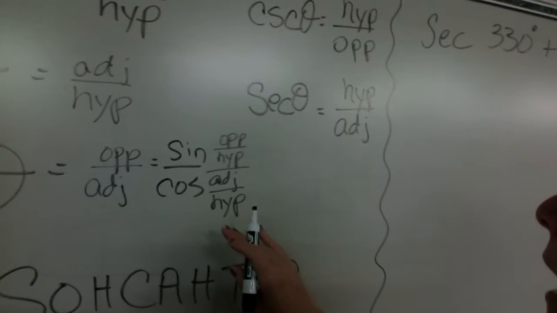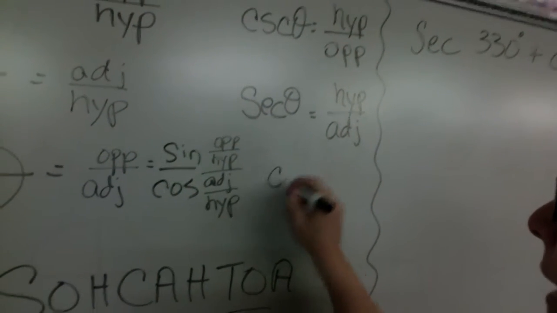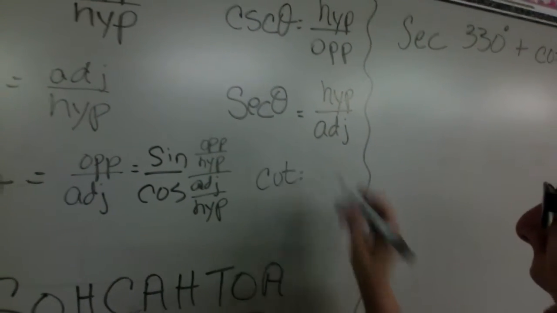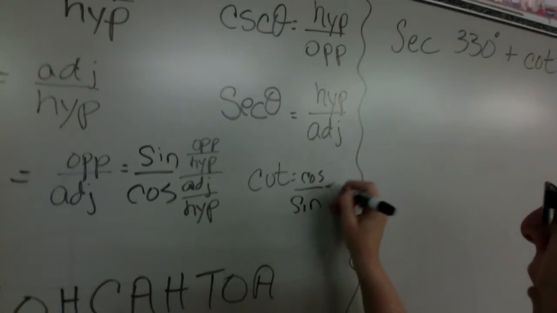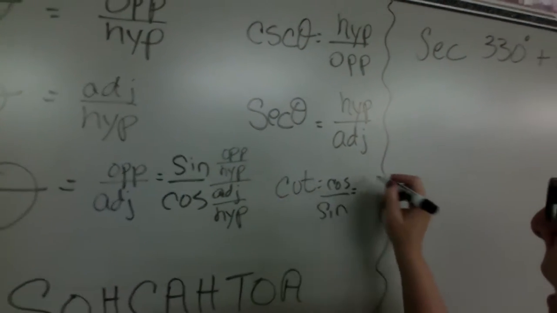Okay, so when I do the reciprocal function, I just know it is the cotangent, and it is going to be the cosine over the sine, which is also going to be the what?